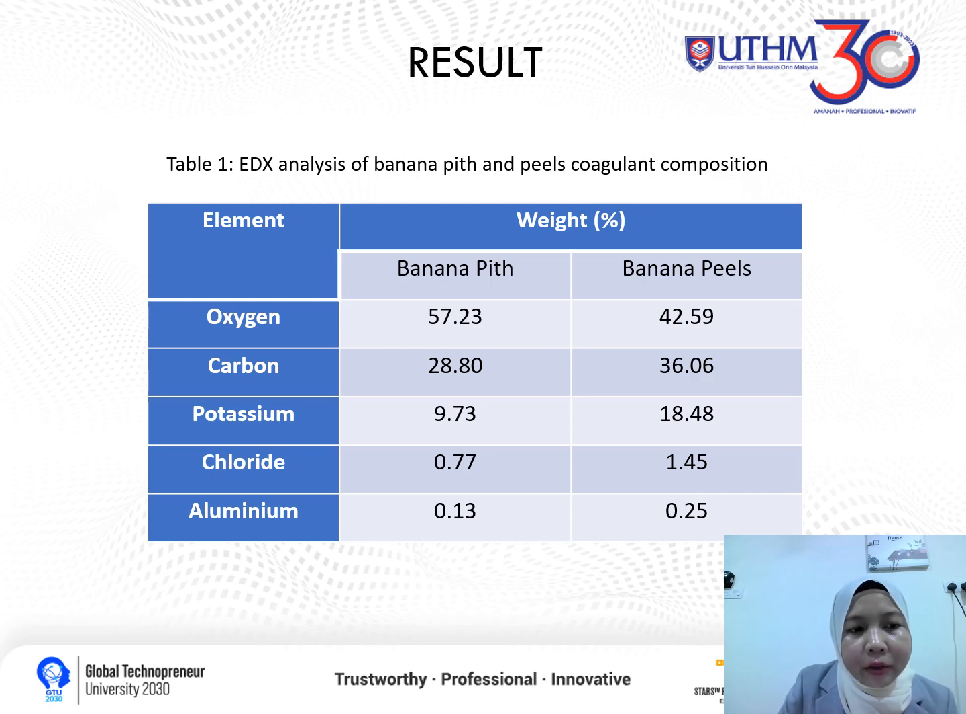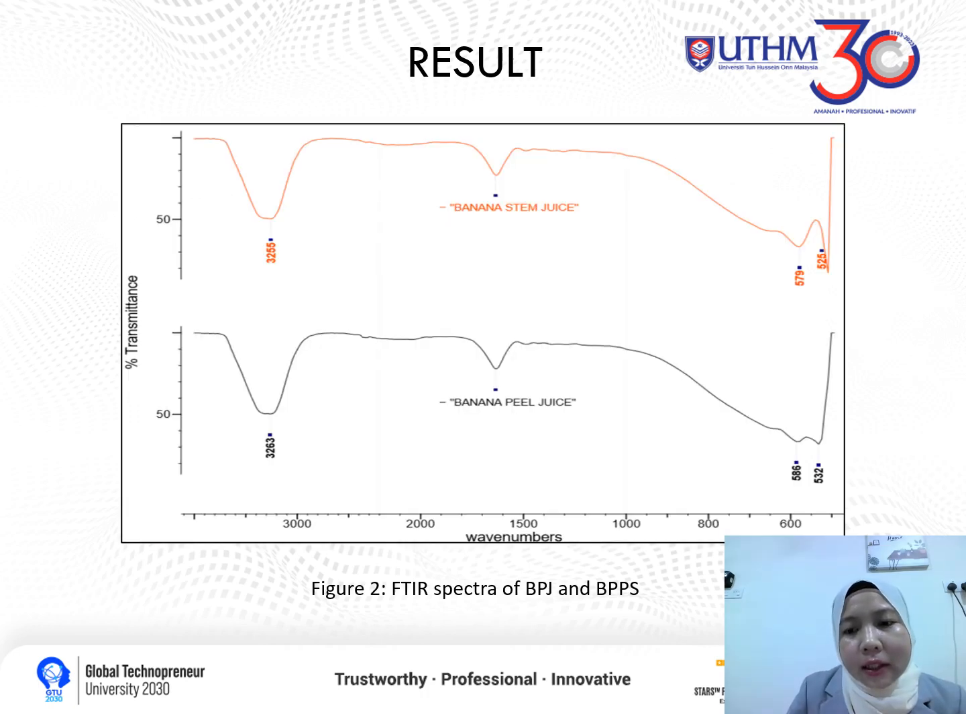Next is the result for the EDX analysis of the banana pith and peels coagulant composition. Based on table 1, we can see that the majority elements found in the banana pith and peels powder were oxygen, carbon, and potassium. But other elements such as chloride and aluminium inside the powder were also observed. The existence of these elements was also similar to the banana peels and pith as reported by other studies.